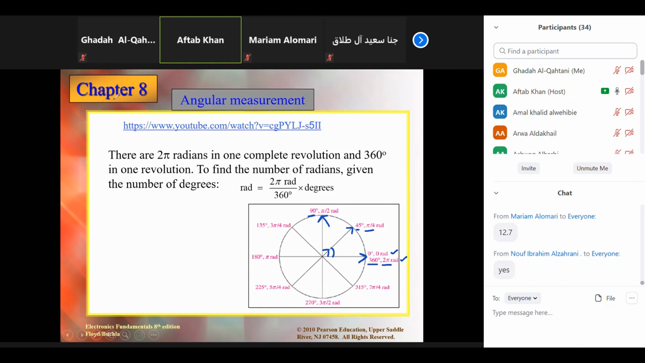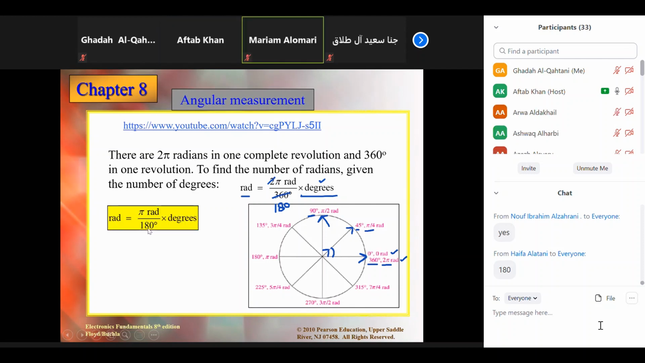Now there is a relation to convert degrees into radians. If I give you an angle in degrees, you can convert it into radians. Put the degree value which is given to you here, and multiply with this factor. What is that? 2 pi over 360. If we cancel the 2, it goes half, that is 180. So I can also write this formula this way: radians is equal to pi over 180 multiplied by the degrees.